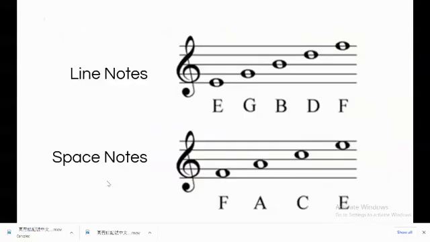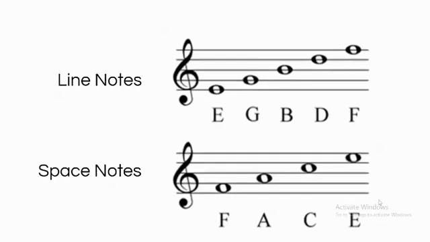Okay. And so the notes that are on the line, we call those line notes, and that's E, G, B, D, F. And the ones that are centered between the lines, we call it the space notes. And this one's easy to remember. F-A-C-E. This is the face notes. Okay, face notes.